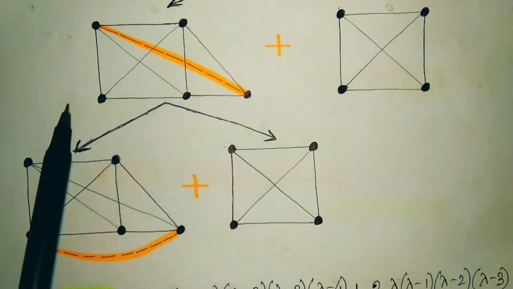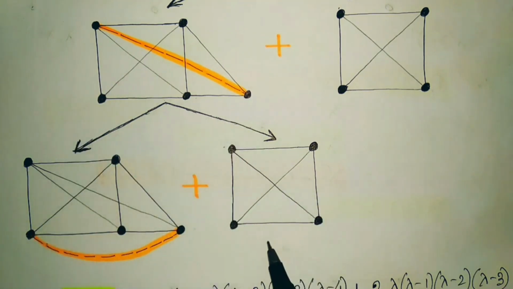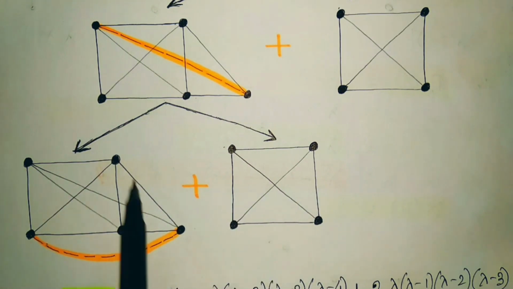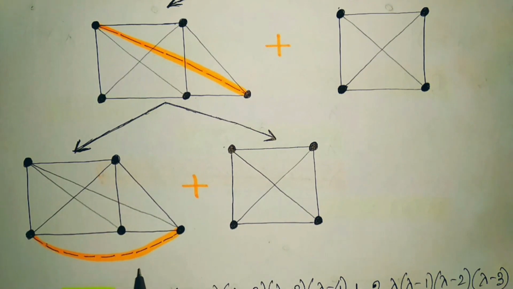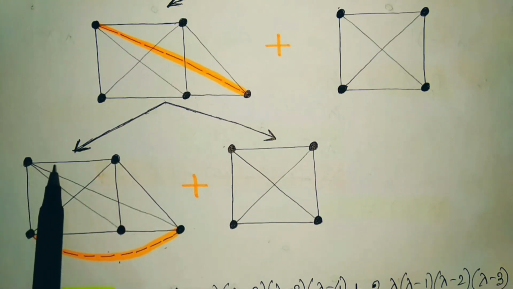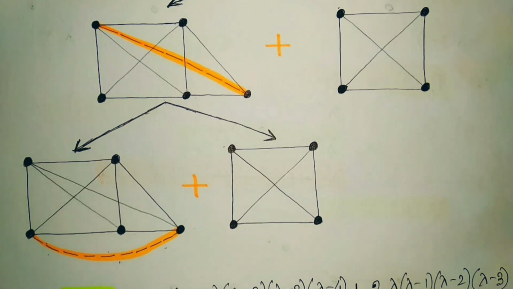So if we merge these two vertices, then we again get a graph which is a complete graph with 4 vertices. Now if we observe this graph carefully, we will find out that this one is a complete graph with 5 vertices. Just look, this vertex has degree 4, this vertex has degree 4, this vertex also has degree 4, this vertex has degree 4, and this one also has degree 4. So all the vertices have degree 4 and there are a total of 5 vertices. So it is a complete graph.